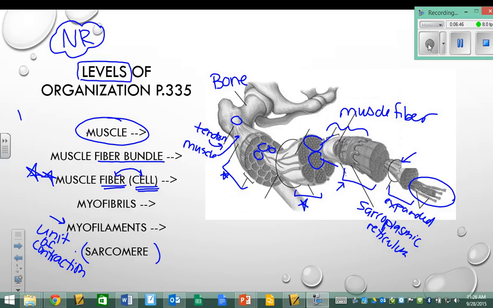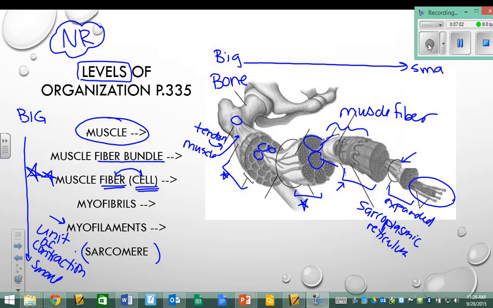So if I'm looking here, this is big and these are small. So I went from the biggest to the smallest down the list. And that's how the picture is organized too. We're sort of going from biggest on the left to smallest on the right.